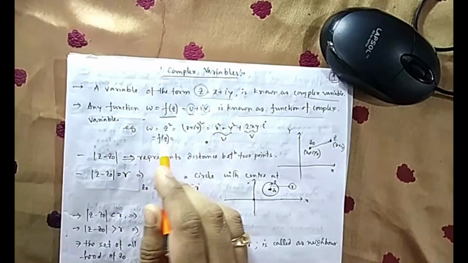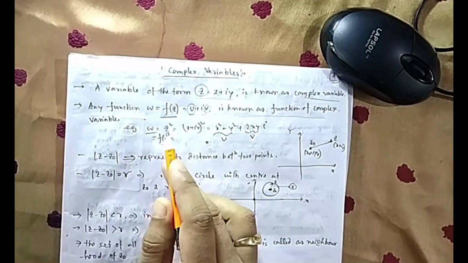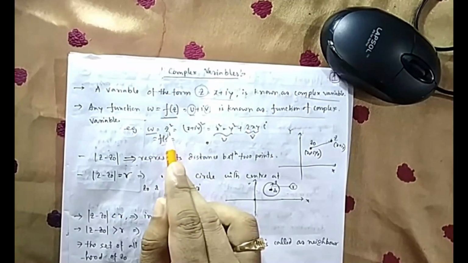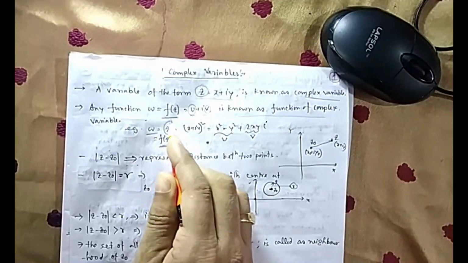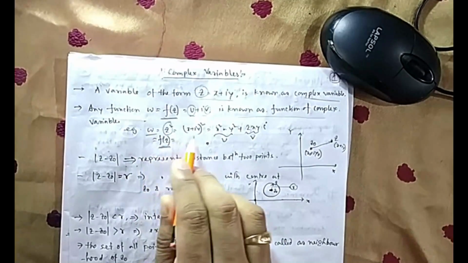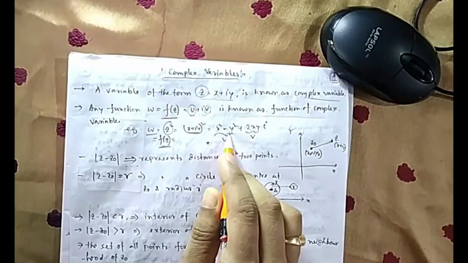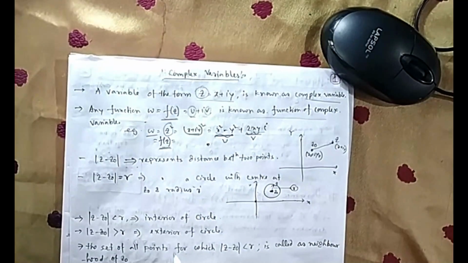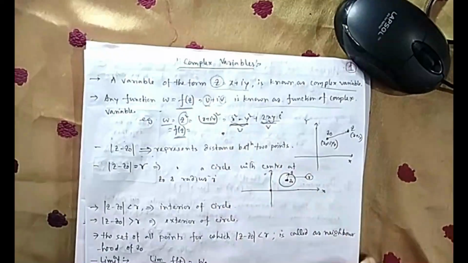Example I have shown you. Suppose w is a function of z. These are standard symbols: w always represents a complex function, and z is a complex variable. Suppose w is f(z), and the function is z square. So what is z square? z is x plus iy, so if you take the square, it is x square minus y square, because i square is minus 1, plus 2ixy. So this becomes your u, this becomes your v. So this is the meaning of a complex variable function. A complex variable function will also have two parts, u and v.